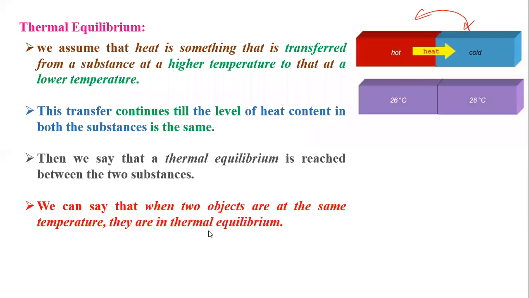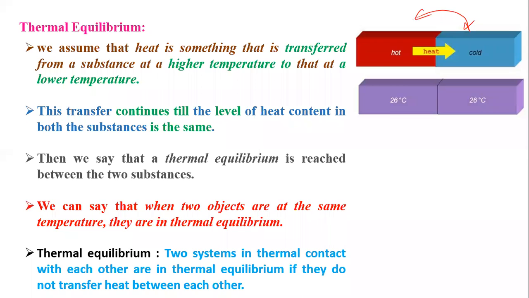If two bodies have the same temperature and they are in contact, then we can say that they are in thermal equilibrium. Thermal equilibrium means what? In short, we can write: two systems in thermal contact with each other are in thermal equilibrium if they do not transfer heat between each other. If they are not exchanging heat, then they are called thermal equilibrium.